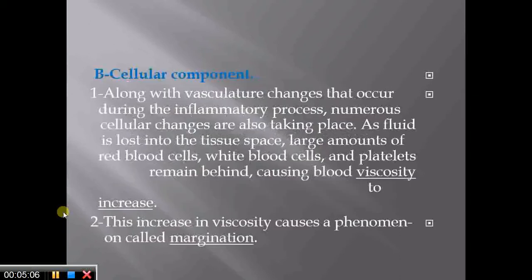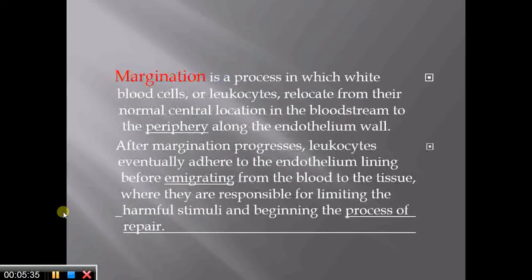Cellular component. Along with vasculature changes that occur during the inflammatory process, numerous cellular changes are also taking place. As fluid is lost into the tissue space, large amounts of red blood cells, white blood cells, and platelets remain behind, causing blood viscosity to increase. This increase in viscosity causes a phenomenon called margination. Margination is a process in which white blood cells, or leukocytes, relocate from their normal central location in the bloodstream to the periphery along the endothelium wall.